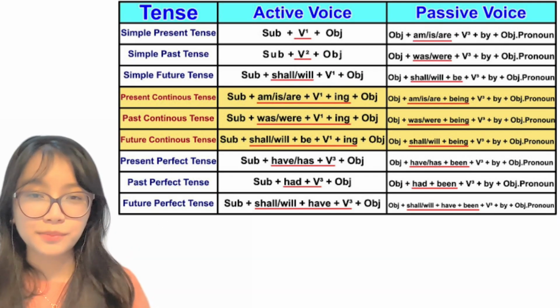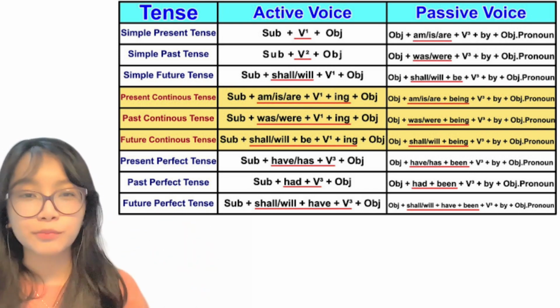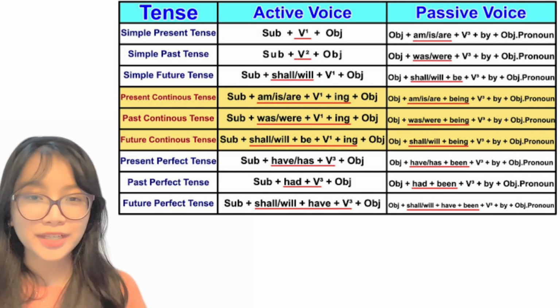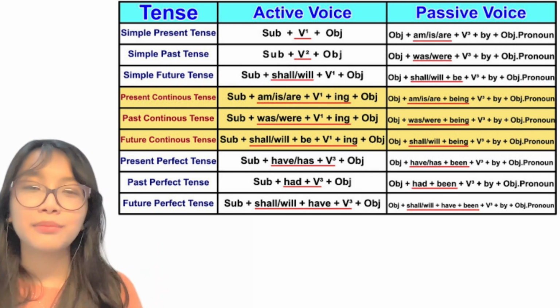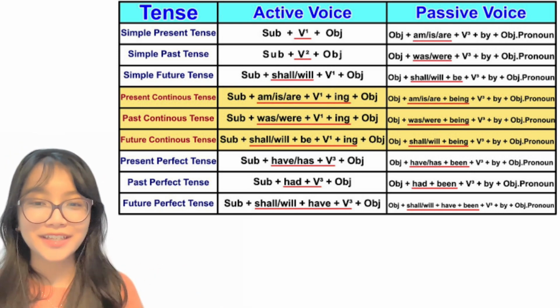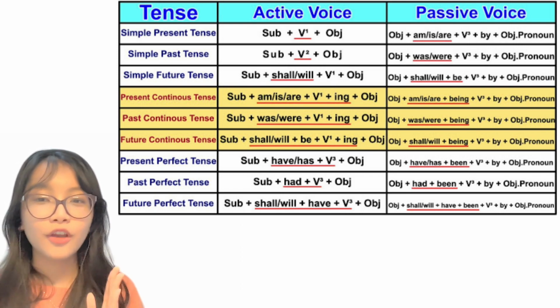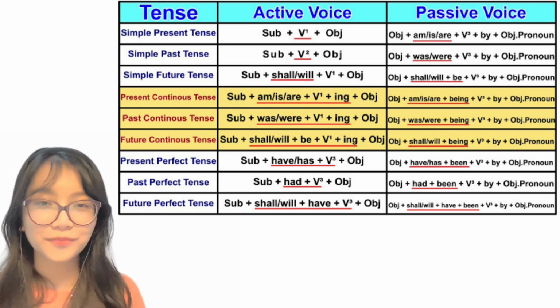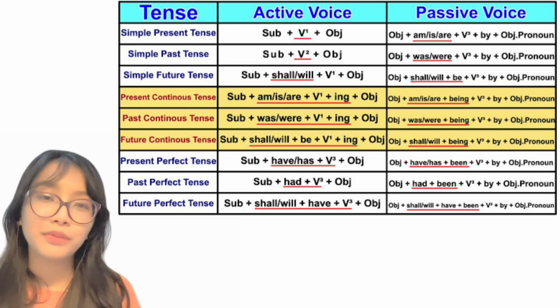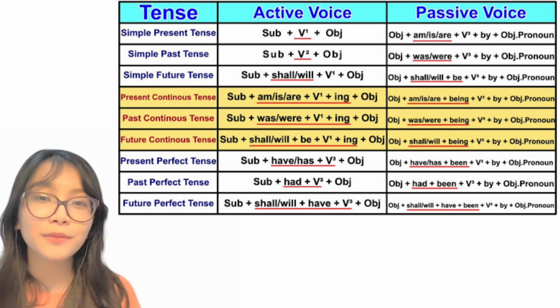Then, moving on. How do you convert active to passive voice in different tenses? There are general formulas that you can follow. Present simple. Active: subject plus verb 1 plus object. Passive: object plus is, am, or are plus verb 3 plus by plus object pronoun. Simple past tense. Subject plus verb 2 plus object. Passive: object plus was or were plus verb 3 plus by plus object pronoun.